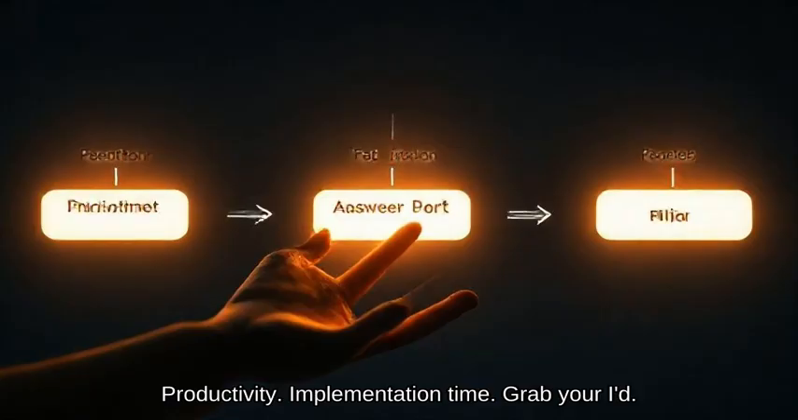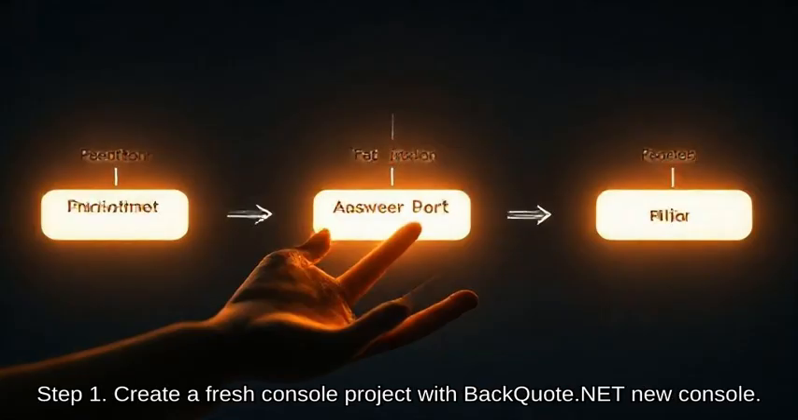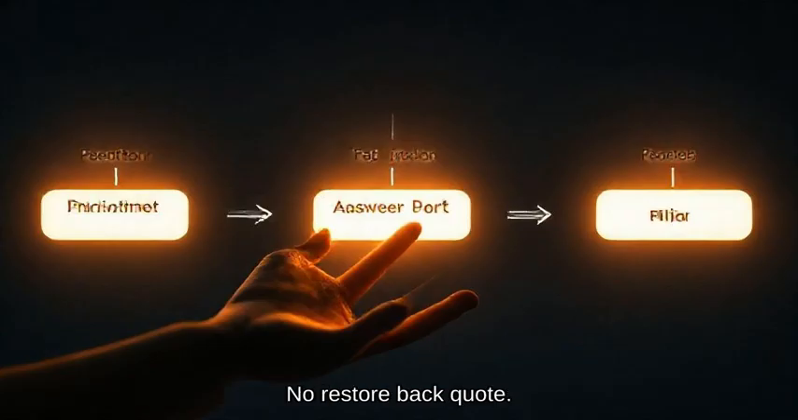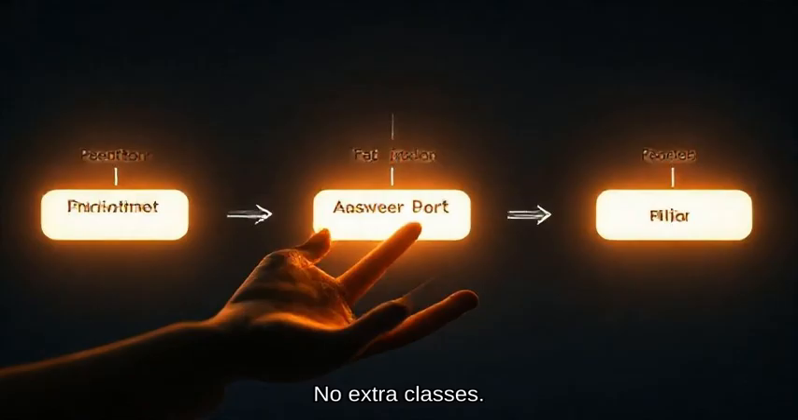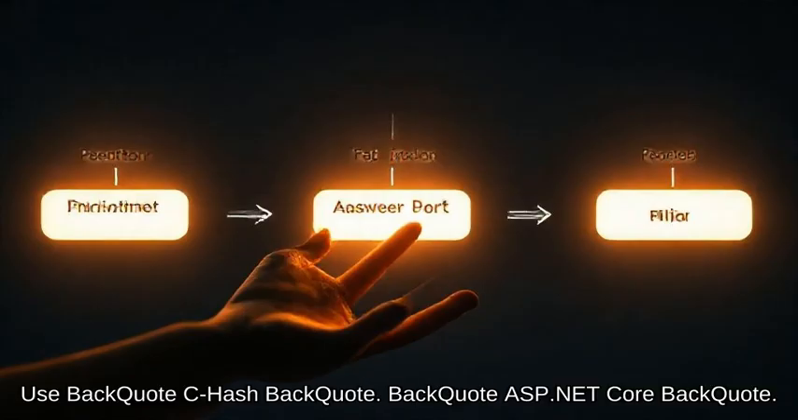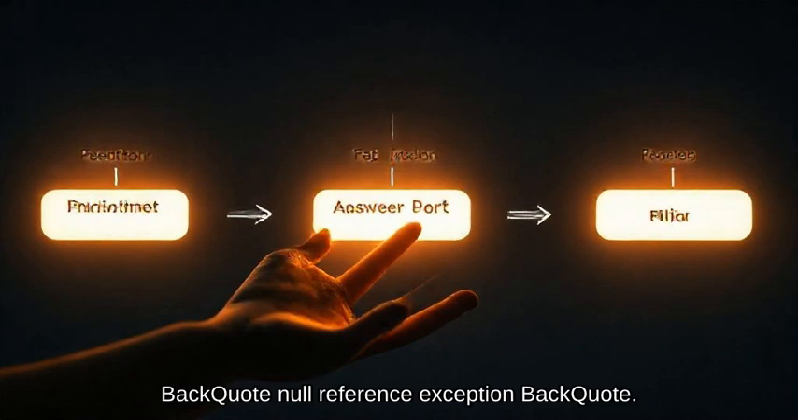Implementation time. Grab your IDE. Step 1. Create a fresh console project with .NET New Console, no restore. Step 2. Isolate the bug into a single method. No extra classes. Step 3. Tag like a pro. Use C#, ASP.NET Core, null reference exception.